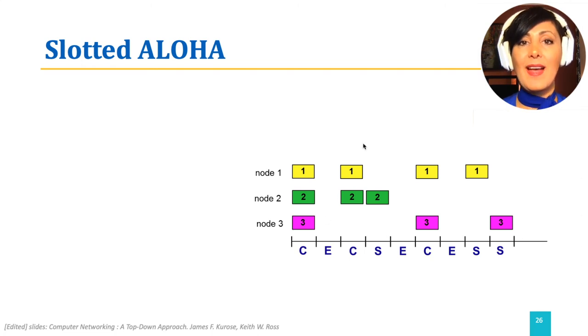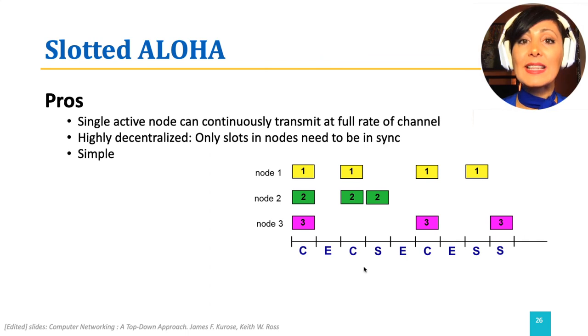Unlike channel partitioning, that limits the user to a specific portion, slotted Aloha allows a user that has a packet to send to continuously send packets at the full rate of the channel. And the transmissions will be successful if there is no other user sending at the same time. Slotted Aloha is also a highly decentralized protocol. There is no coordination among the nodes. The only thing shared is the timing of the beginning of the time slots. It is also a very simple protocol.